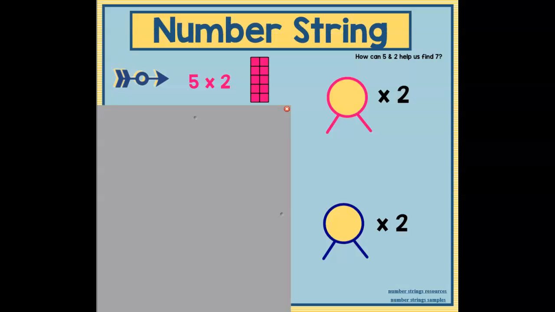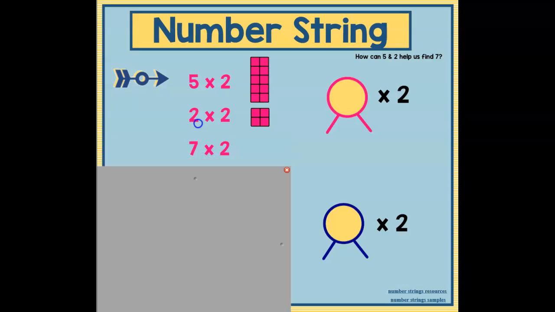Next, we're going to look at a number string. So I want you to look at the 5 times 2. If I picture that as an area model, I can see I've got 5 rows with 2 in each row, for a total of 10. If I want to go 2 groups of 2, now I have 4.